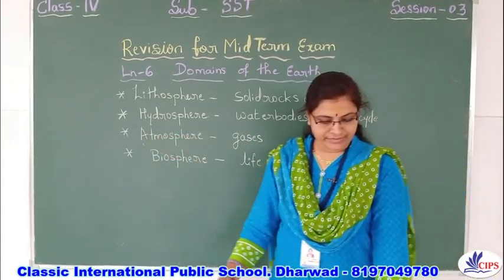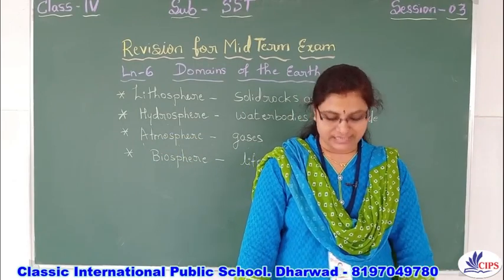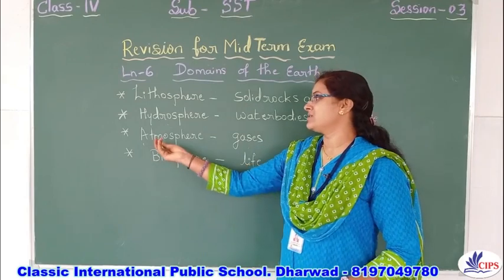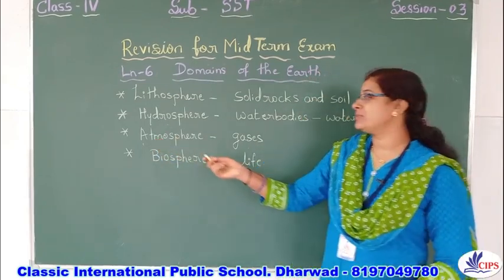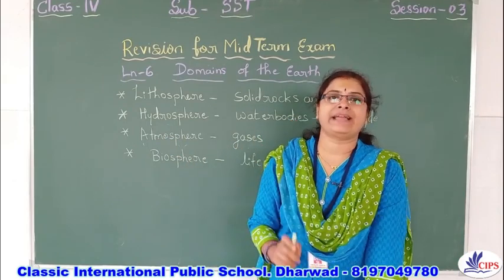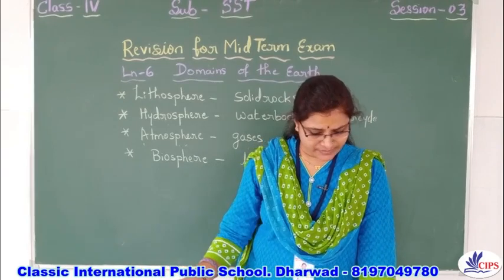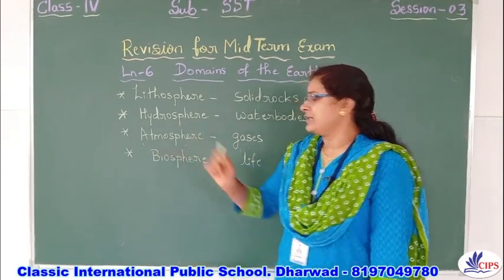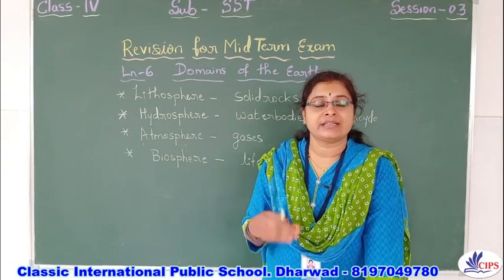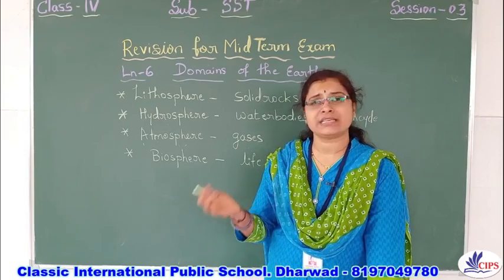Okay. So the atmosphere is a layer of gases that surrounds the earth like a blanket. Atmosphere, children, it is a layer of gases that surrounds the earth like a blanket. Okay. Then the atmosphere has a mixture of different gases, which are nitrogen, oxygen, carbon dioxide, helium, dust particles, etc.